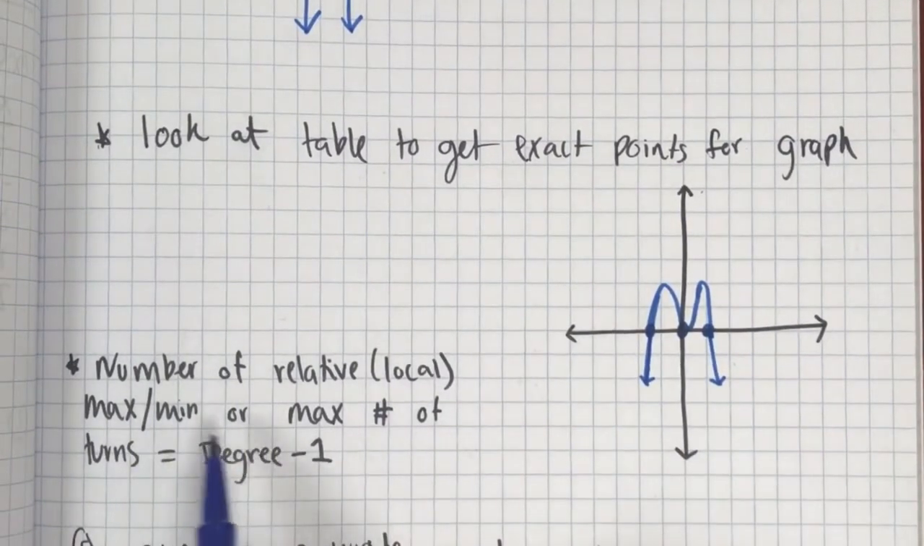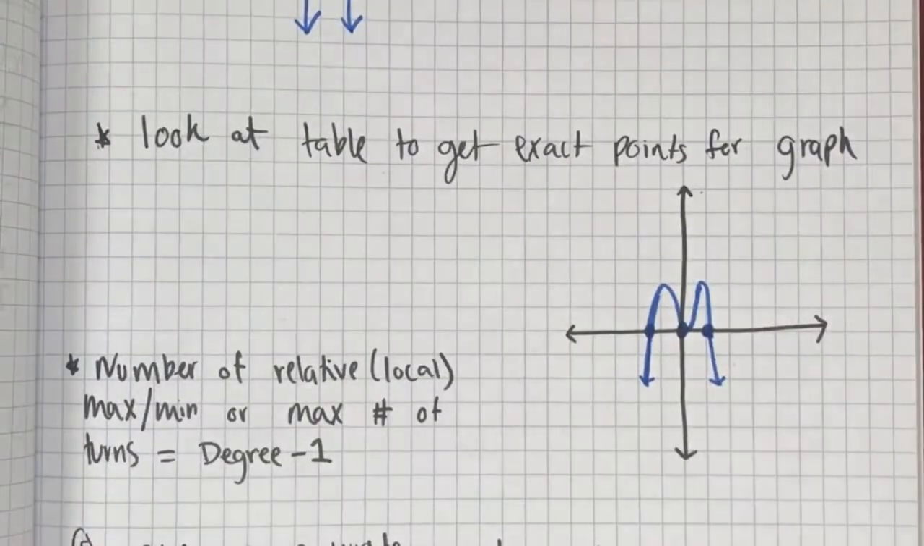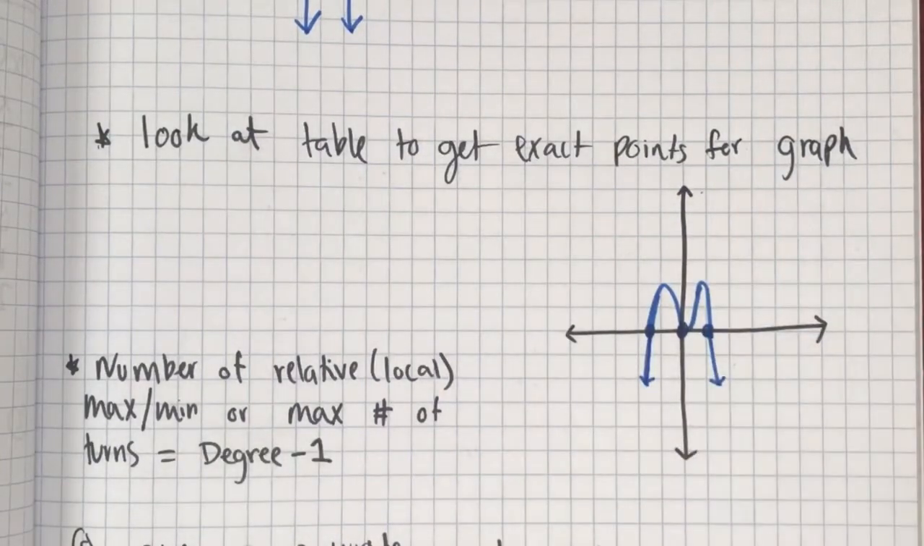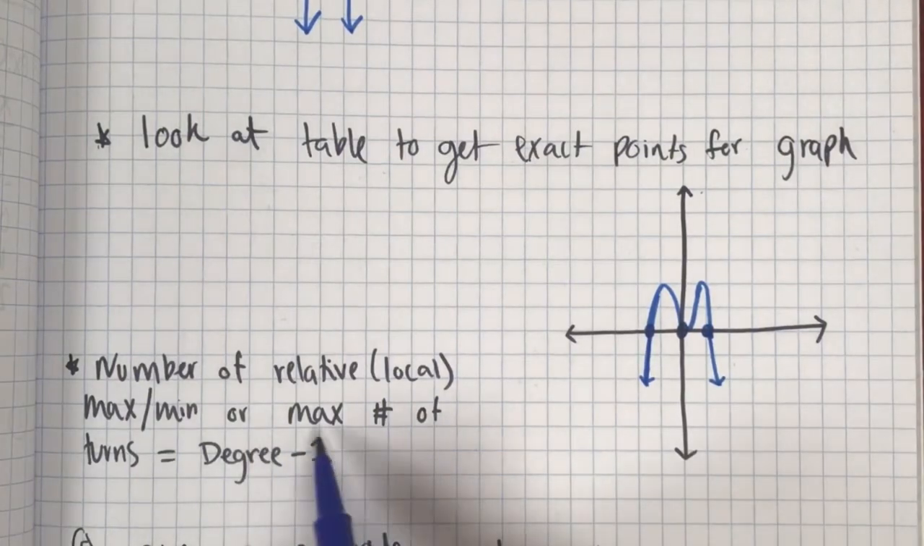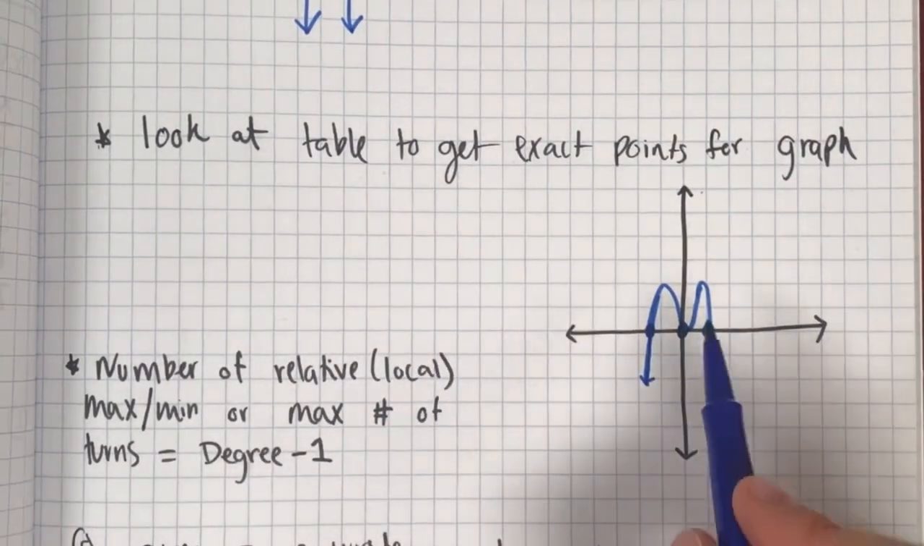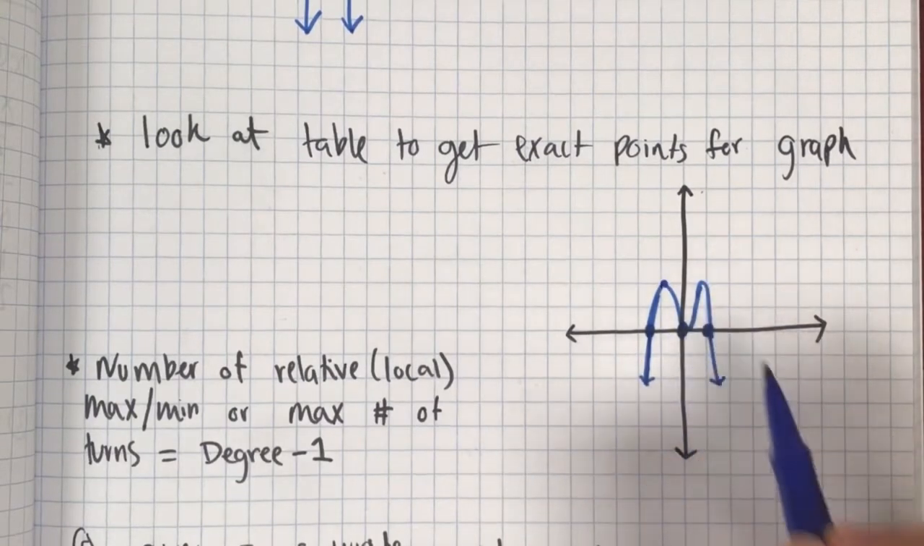Another thing to know is the number of relative local minimums or maximums, okay? And relative just means they're not at the very ends, so they're locally in the middle of our graph. The max number of turns is the degree minus 1. So our degree for this is 4. Well, I have 3 turns, 1, 2, and 3.